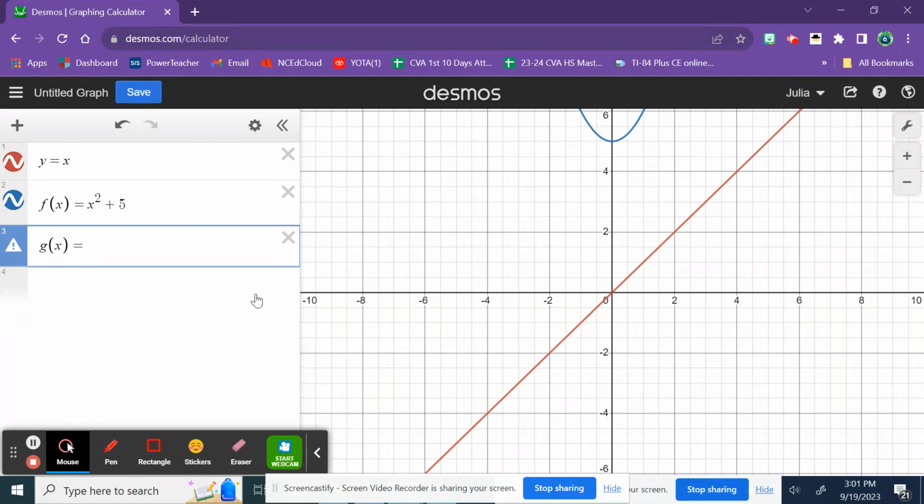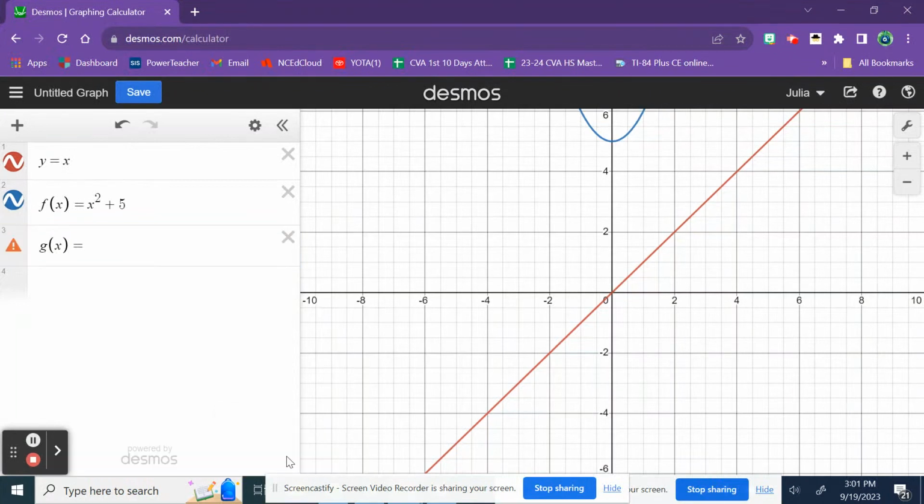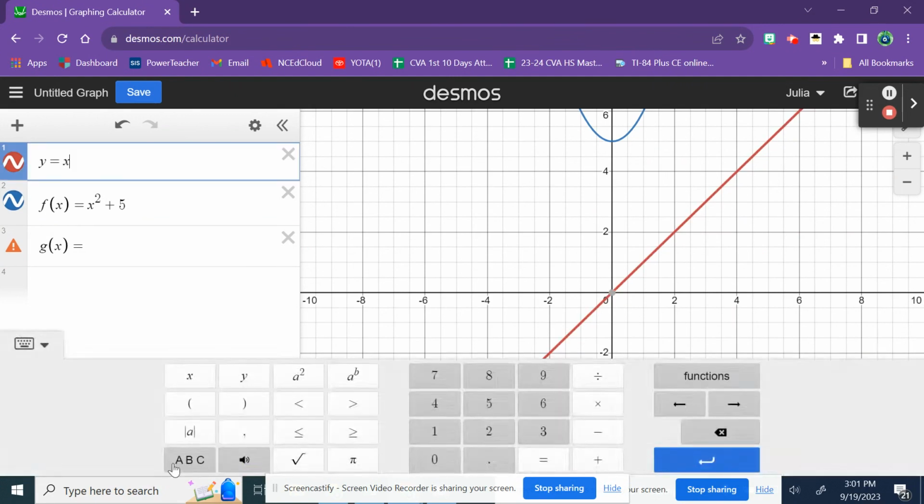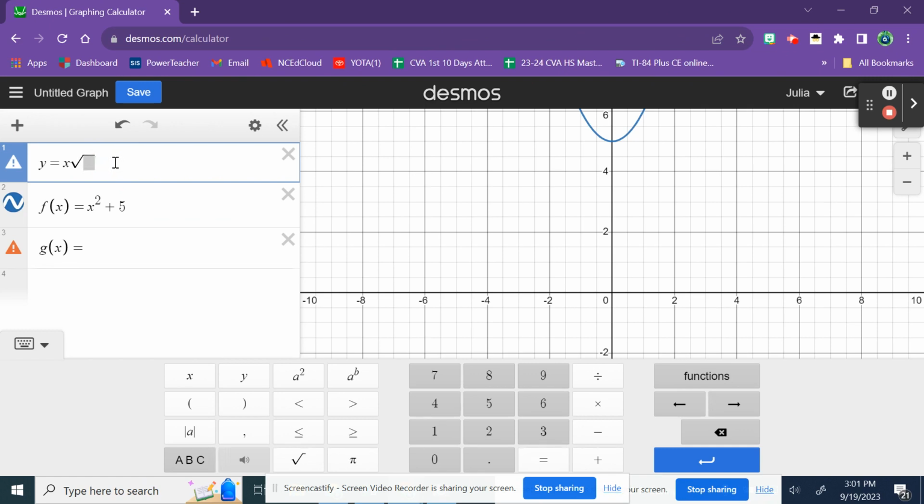And our answer was square root, which I need to get from our keyboard. Sorry, words are gone. Keyboard here. Square root. Whoops, that's not in the right place. We jumped.